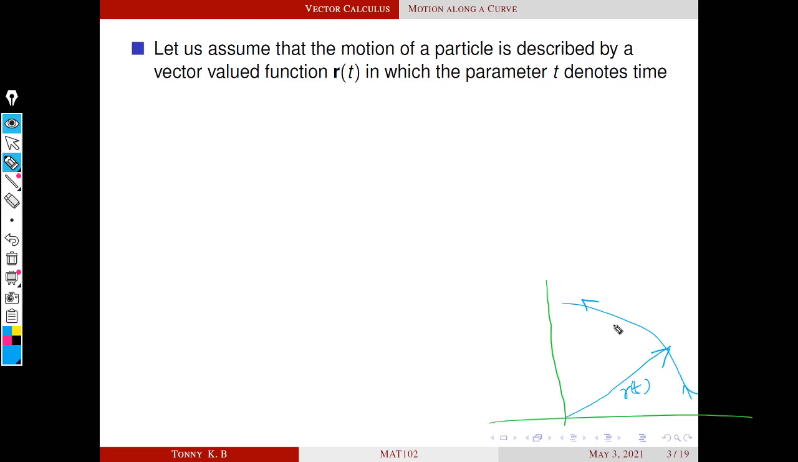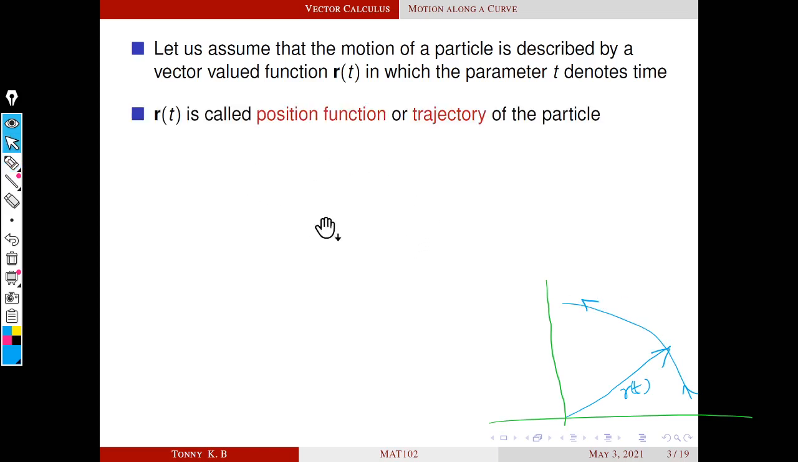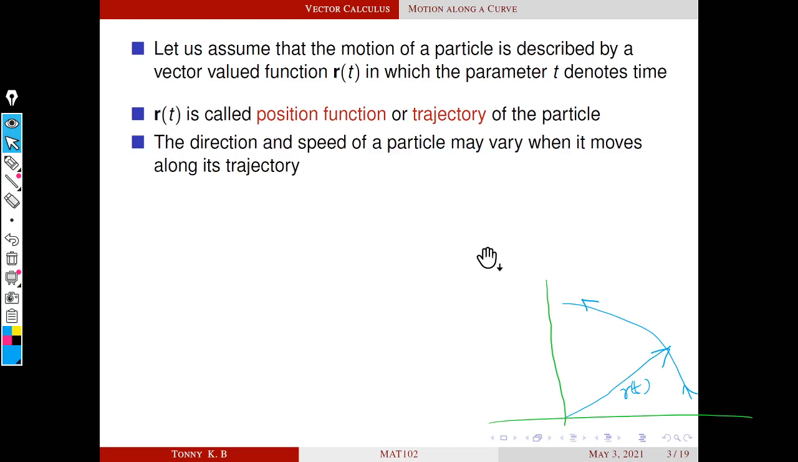Okay, for example, this is the function r of t, and we assume that a particle is moving along this path. Okay, this r of t is called position function or trajectory of the particle. It is also clear that the direction and speed of the particle may vary when it moves along its trajectory. So its velocity and speed may differ from different points. That depends on the trajectory of the particle because that trajectory depends on the time t.